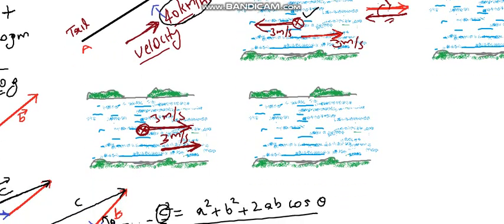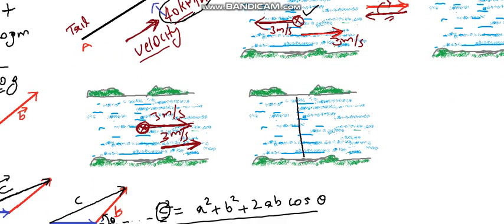And in the third case, if you consider a person crossing this river like this, and this river has, as previously said, 3 meter per second velocity, and the person who is crossing this stream has, let's say, 4 meter per second velocity, then by using this parallelogram method, the resultant vector will be from this point to here. So this will be the resultant vector, right?